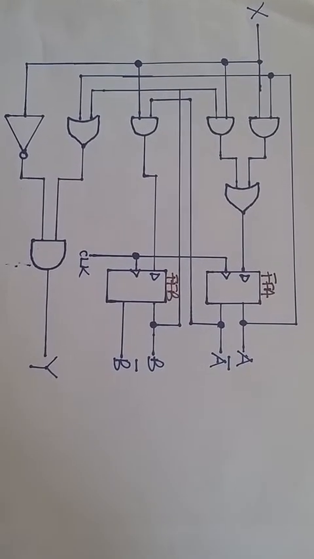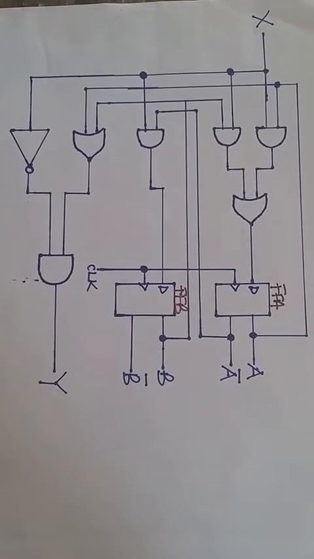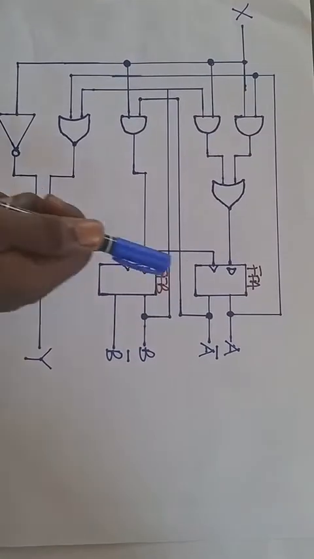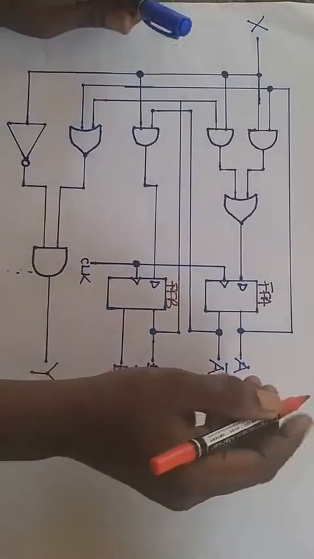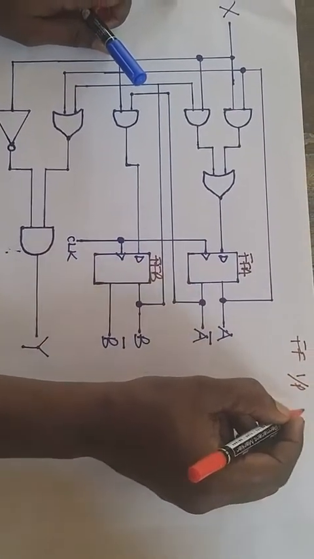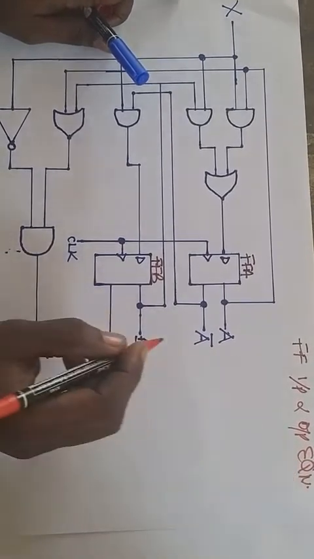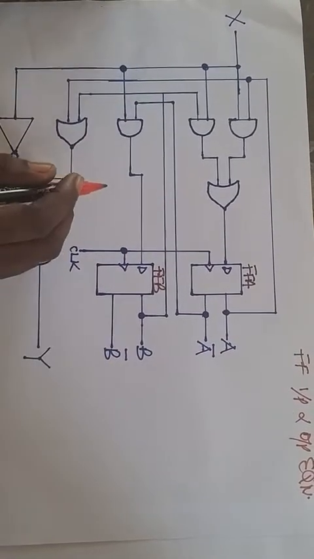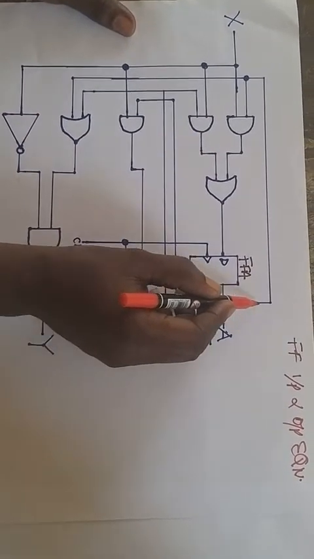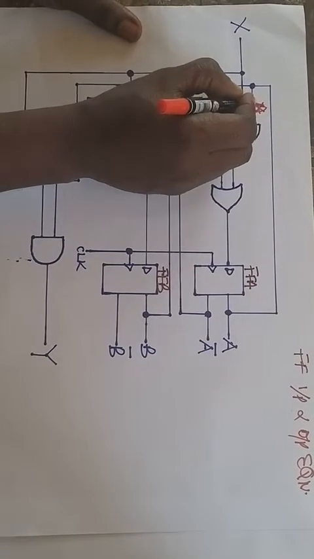Okay, so let's work it out together. Now, you recall the procedures. The first thing we do is to write the input and output equations of the flip-flops. So first we write the flip-flop input and output equations. Now you have a feedback A coming here. So we have A here.